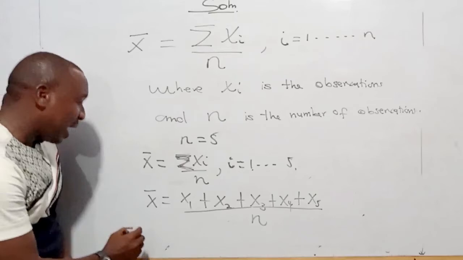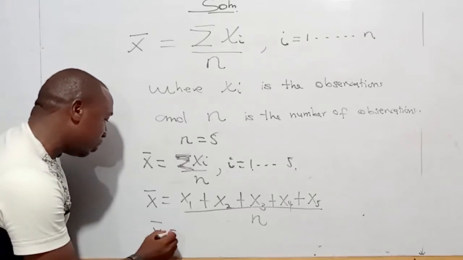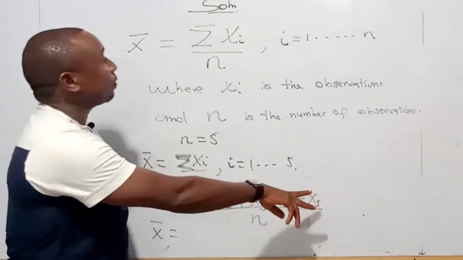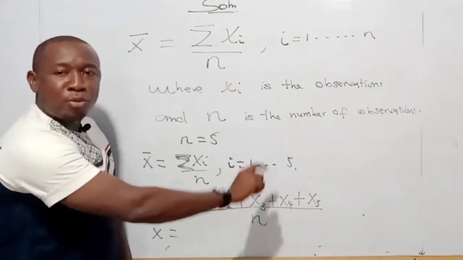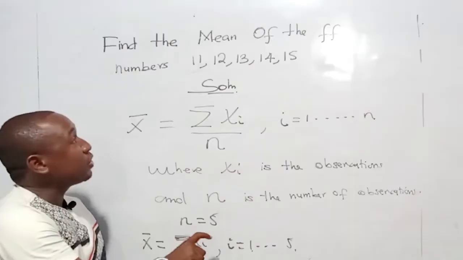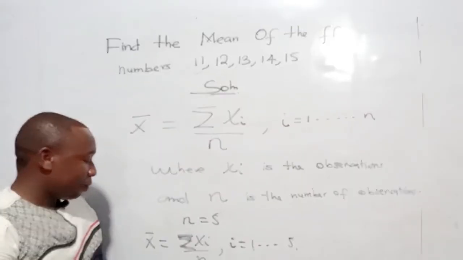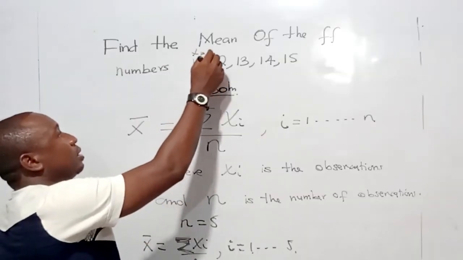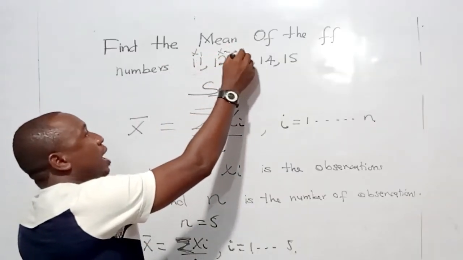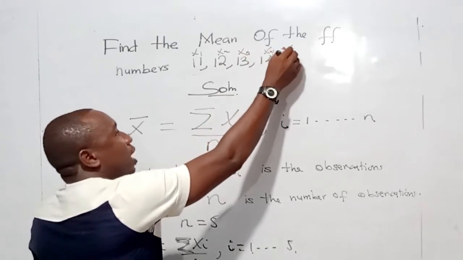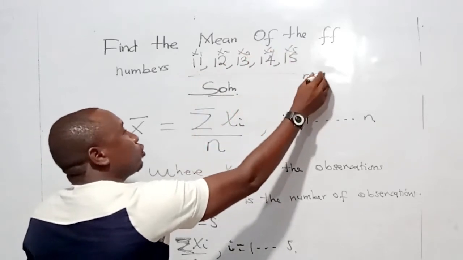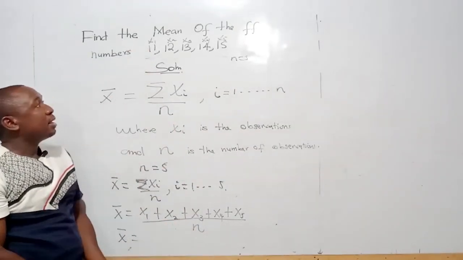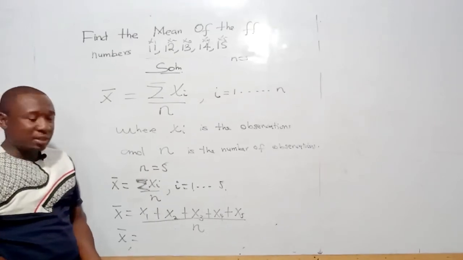Okay, if that is the case, then our x bar will be equal to, what is our x1, what is our x2, what is our x3, x4, x5? These represent the observations in the given question. In this case, we can say our 11 is x1, 12 will be x2, x3, x4, x5, because the number of observations n is equal to 5. So wherever you see these values, you substitute 11, 12, 13, 14, 15 in there.